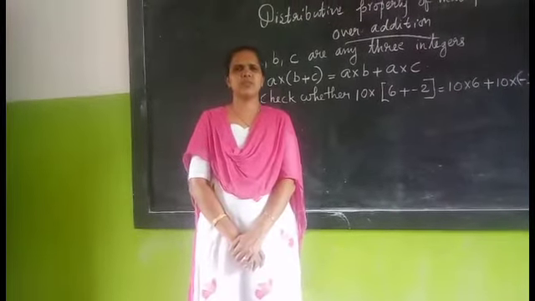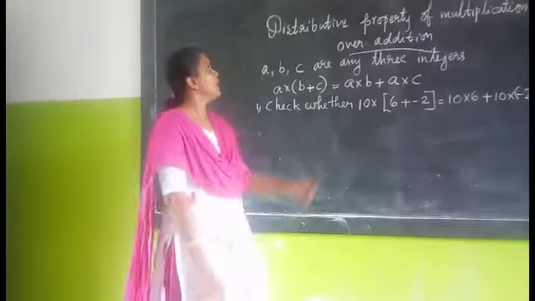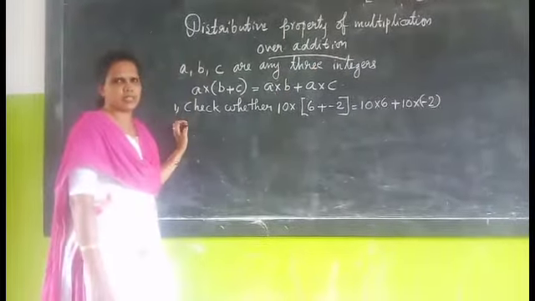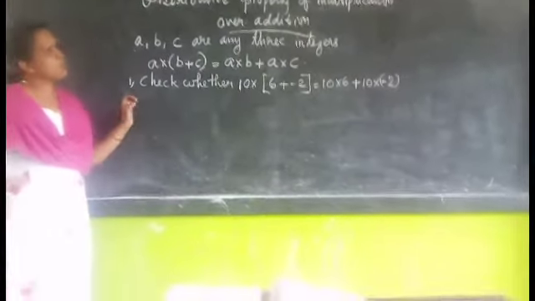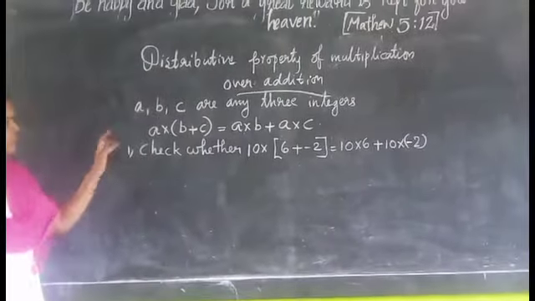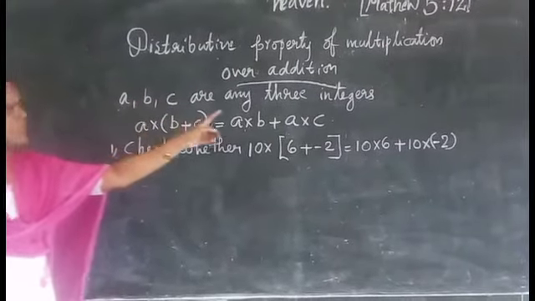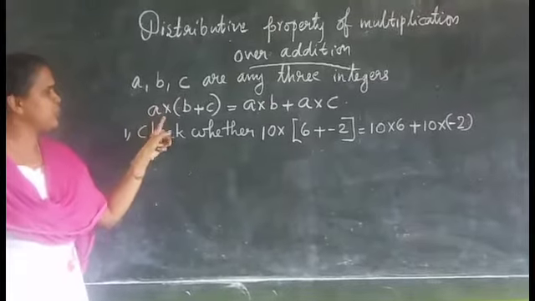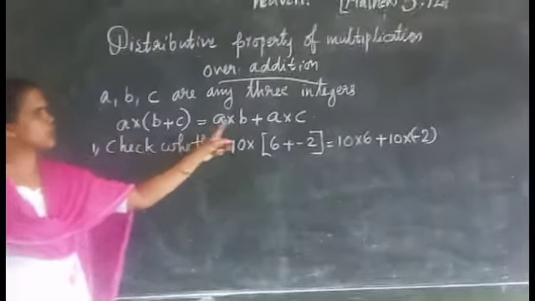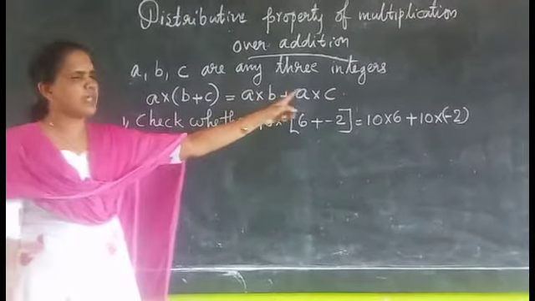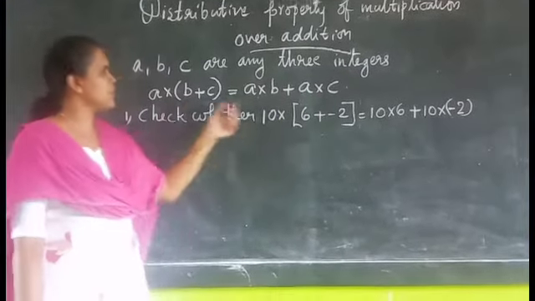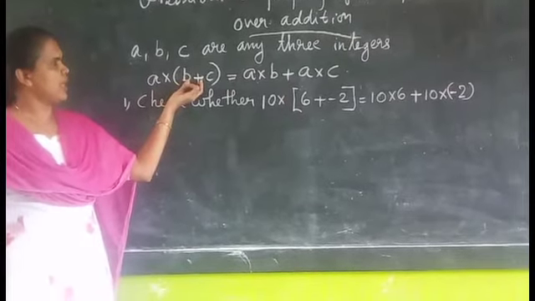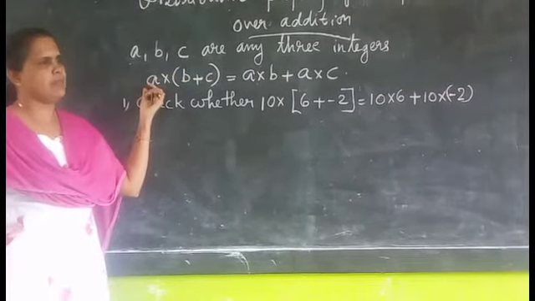Good morning students. Today we learn about the distributive property of multiplication over addition. The distributive property of multiplication over addition means, if a, b, c are any three integers, then a into (b plus c) is equal to a into b plus a into c. That means here there are three numbers. First we add and then multiply.